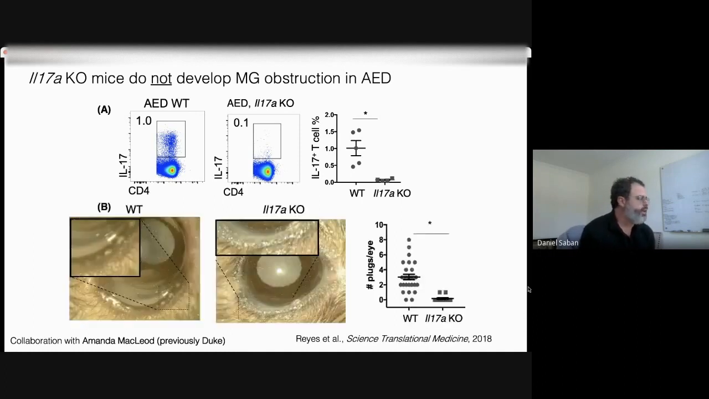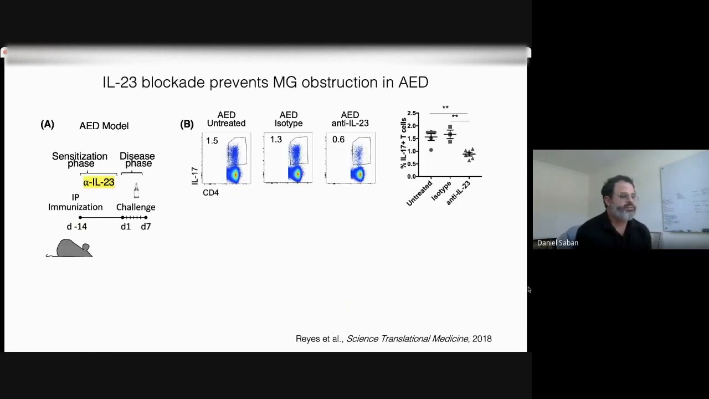Next slide, yeah. And what you can see is in these mice, in the wild type, as we expected, you can see this nice plugging at the Meibomian glands, but in the IL-17 knockout, they seem to be protected from plugging. So further giving us evidence that this is an IL-17 mediated response. Next, please.